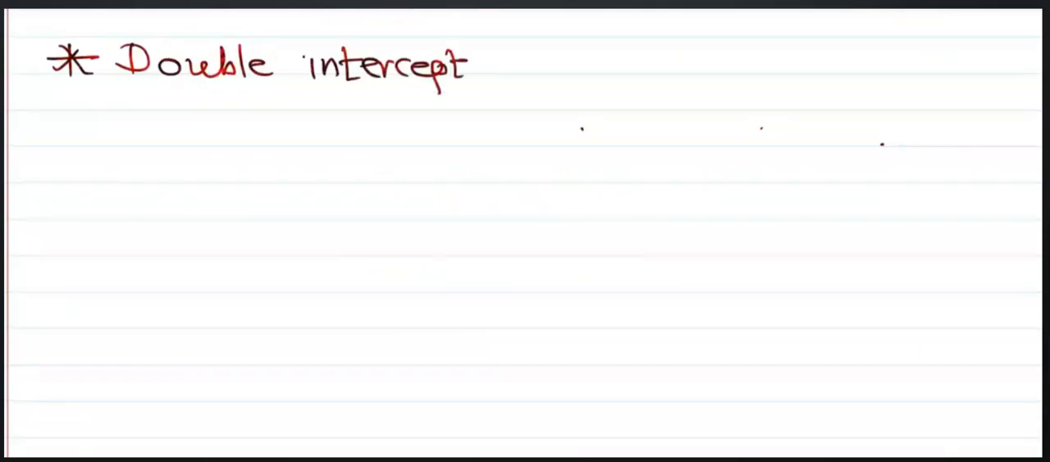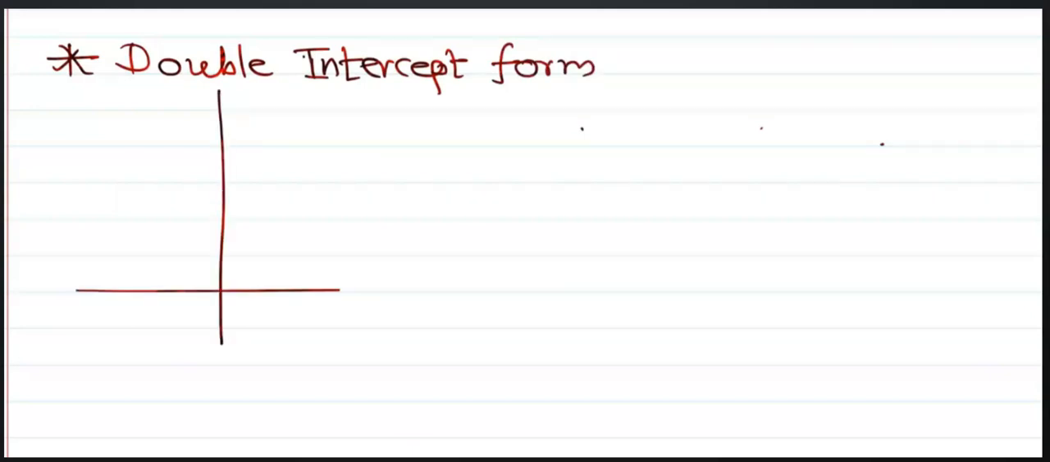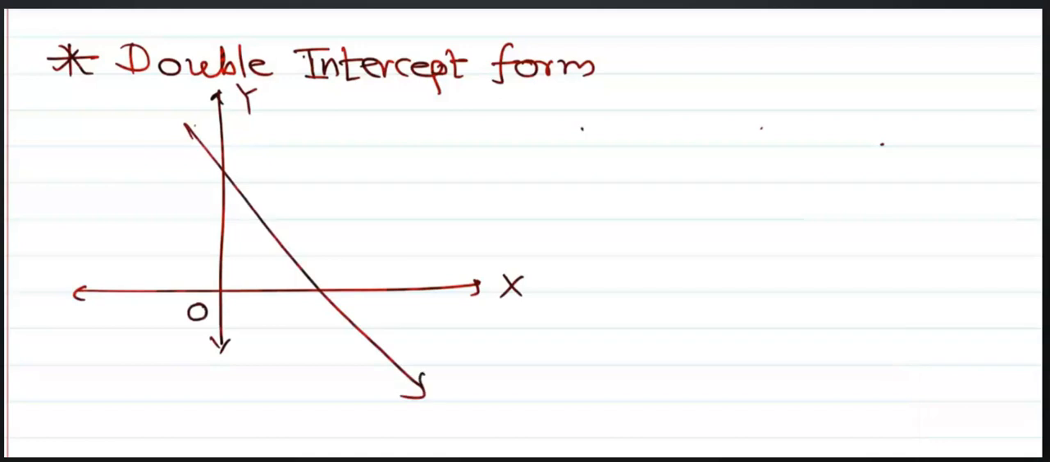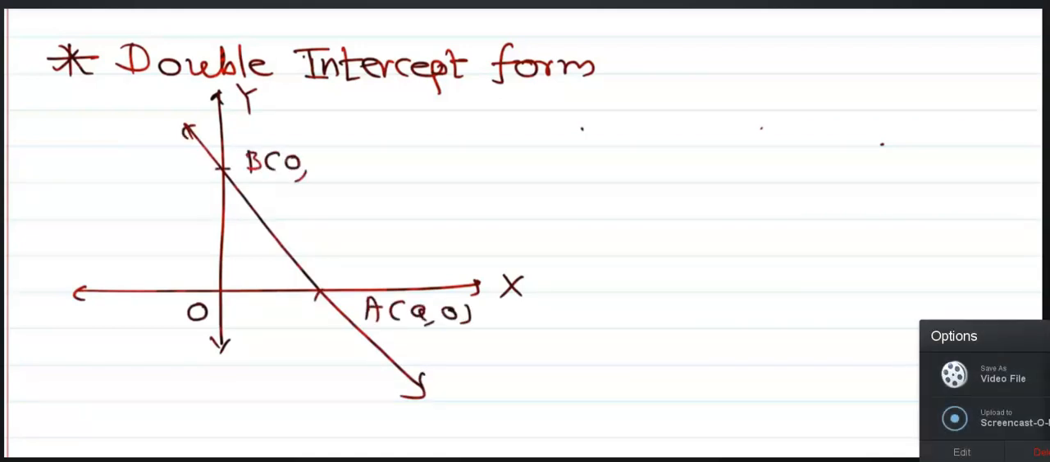Now the next is the double intercept form. Any line in the xy plane has two intercepts. One is the x-intercept and another is the y-intercept. If we know these two intercepts, we can also find the equation of the line. Now see this, in this line AB, the x-intercept is A and the y-intercept is B, and P is any point on that line. Therefore, the equation of the line is x upon A plus y upon B is equal to 1.